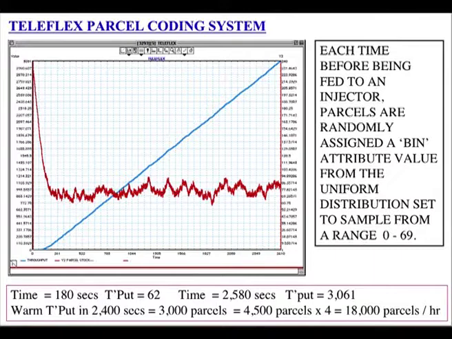This was done to stop any bias caused by parcels nearer to the injector being biased. It's quite technical. And below that is shown the logic for the calculation that the parcels output was 18,000 parcels per hour.